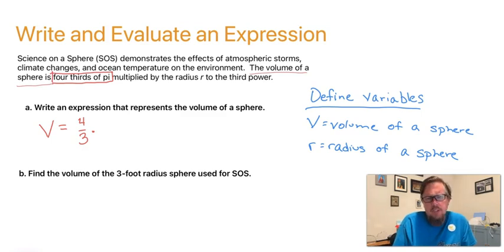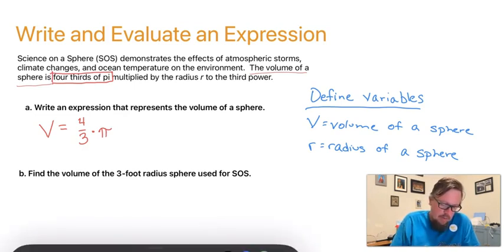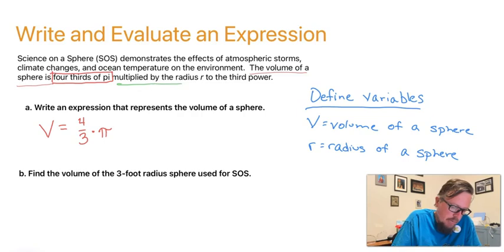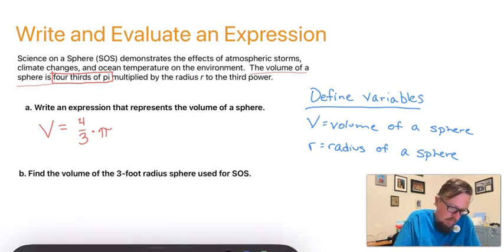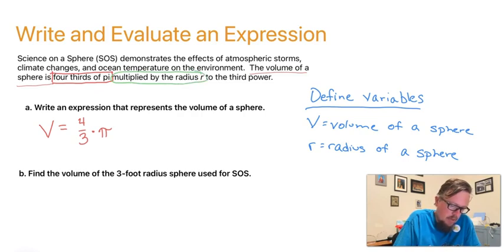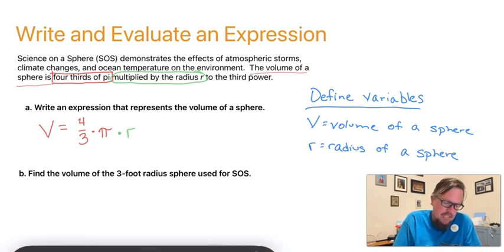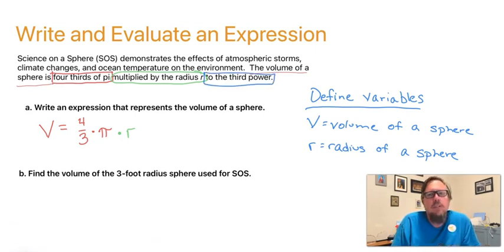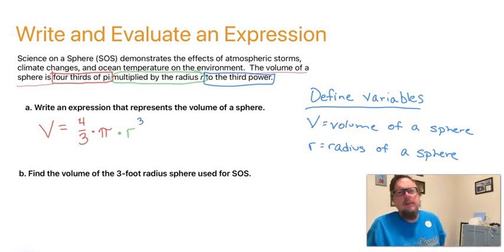A lot of problems will tell you to use 3.14 for pi or 22/7 or something like that. This problem doesn't. It doesn't tell us what to use for pi, so we're just going to use the pi symbol. So 4/3 pi. And then what are we doing with that 4/3 pi? Well, then it says multiplied by the radius r. Multiplied by the radius r means times r. And then the very last thing says to the third power. So it's r to the third power, which is r with an exponent of 3.